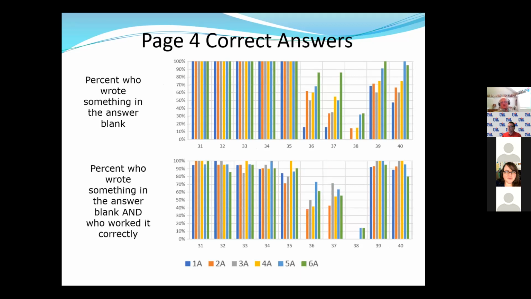Problem 36, 37, 38. I would say the number of people that tried to work it, about that same fraction got it correct, so there seems to be not much to really say about that one. Problems 39 and 40, if I remember correctly, are the circle in a triangle or the circle outside a triangle, and the law of sines, law of cosines.